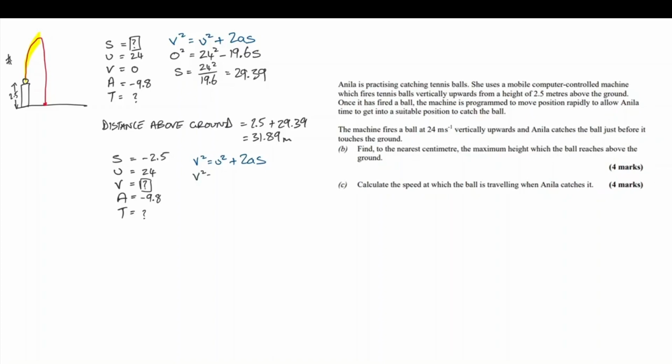We're using the same formula, but we're substituting in different values. V squared equals 24 squared minus 19.6 multiplied by negative 2.5. That gets us a v squared of 625. When we square root, the calculator is going to tell us 25, but I know that we're on the way down, so velocity should be negative. Velocity in this case is negative 25 meters per second, just when it's about to hit the ground, and this is when Anila is planning to catch the ball. So a SUVAT question with some nice context to set it up.